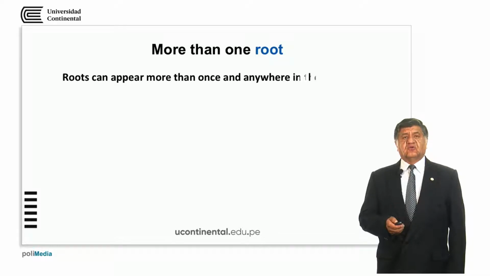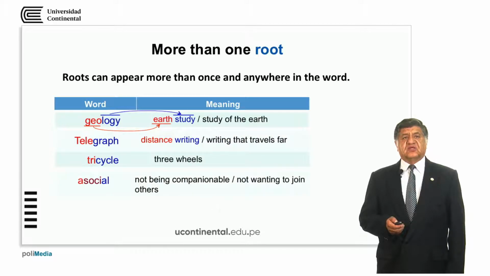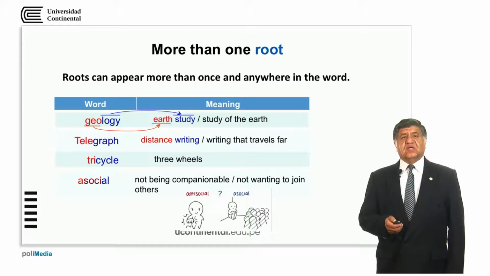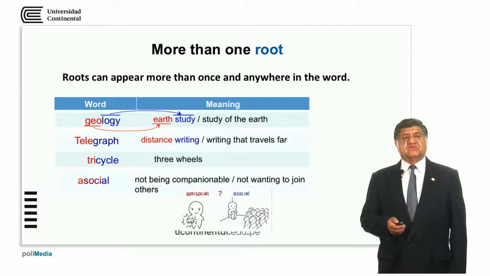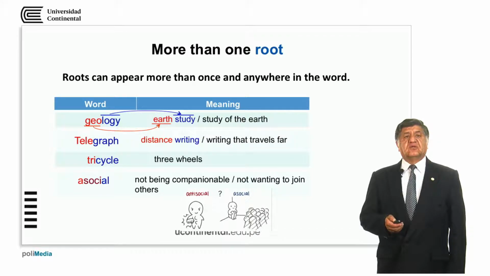More than one root, as I told you before, can be used to form words. For example, geology. Geo means earth and logy, study. Geology means the study of the earth. We cannot say that one is the prefix or the other is the suffix, because both have a particular meaning that in conjunction gives a different, more complex meaning than the ones before. Telegraph is the same. Tele is distance. Graph is graphing. Okay, and tricycle. Tri means three, cycle, round.